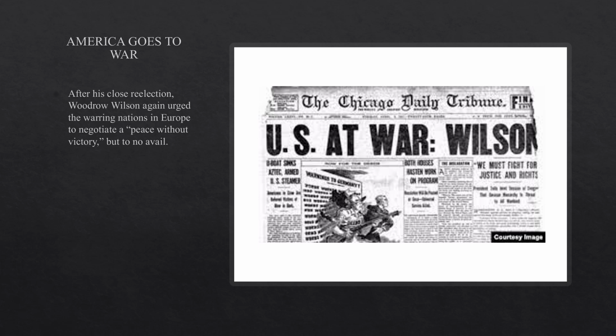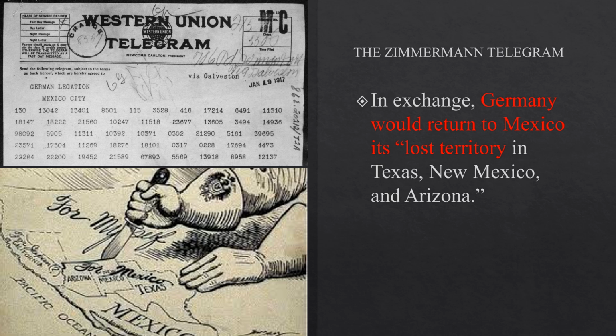This was a re-election year, and Wilson again wins, and he urges these nations in Europe to, hey, let's negotiate a peace without victory. But this was just not going to happen. Now, we've been talking about this road, these close encounters that we've had.